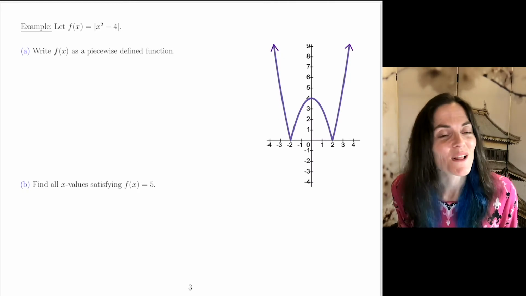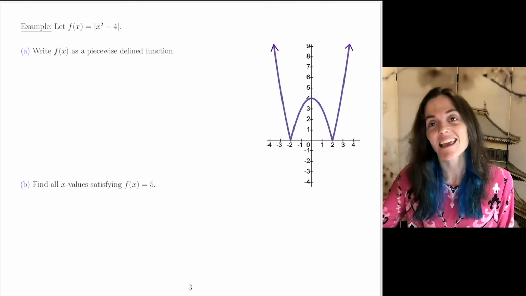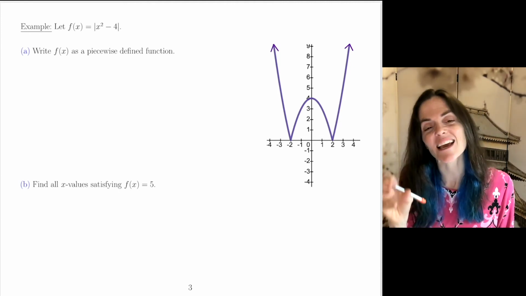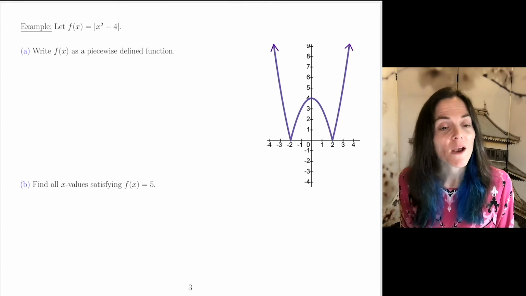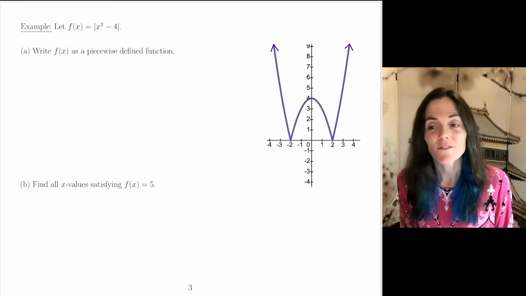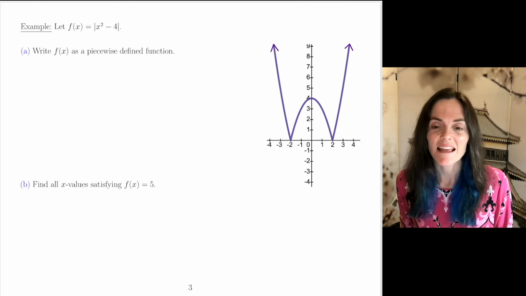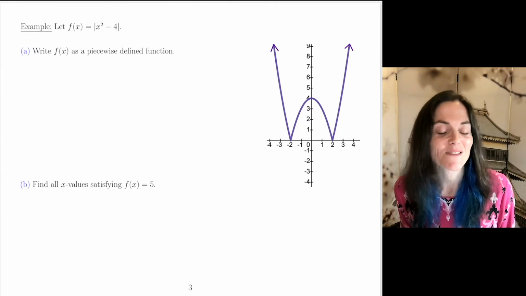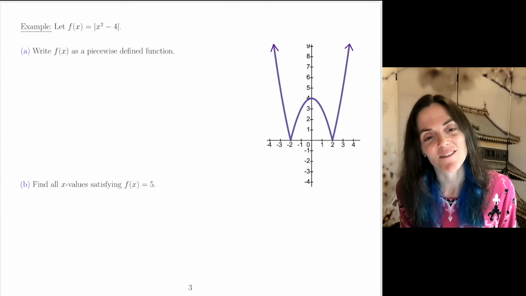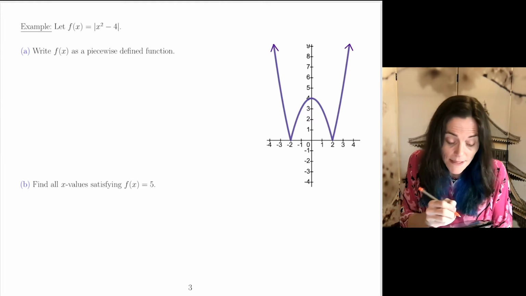Okay, wonderful. Here we are given a function. You see, it is a composed function where we have an inside function, x squared minus 4, and then we have an absolute value. We want to do two things. First, we want to write this as a piecewise defined function. And we see a graph here in purple. But the second thing is find all x values satisfying f of x equals 5.